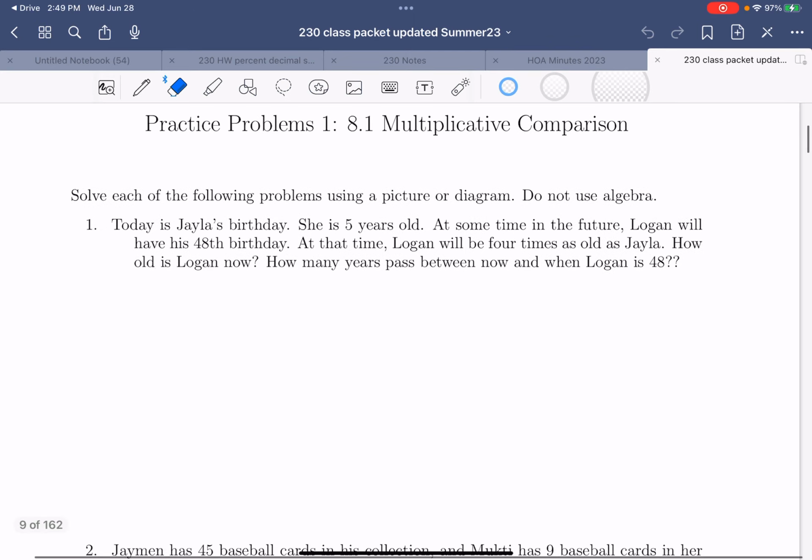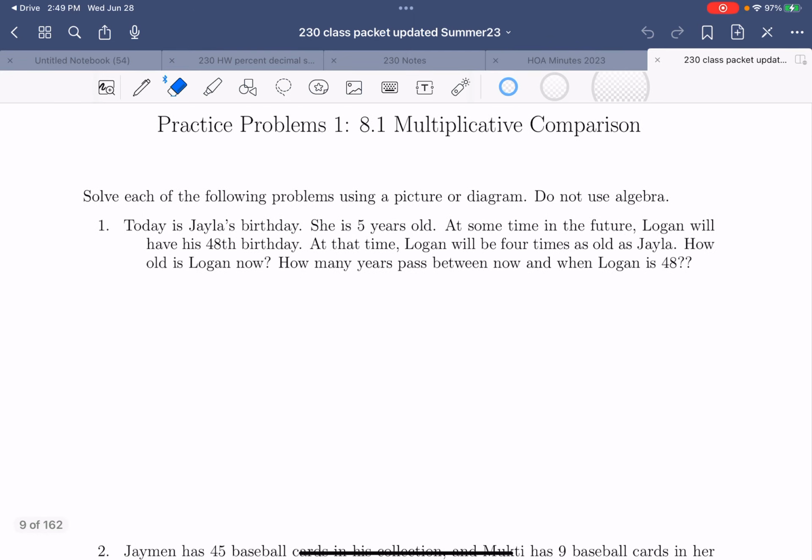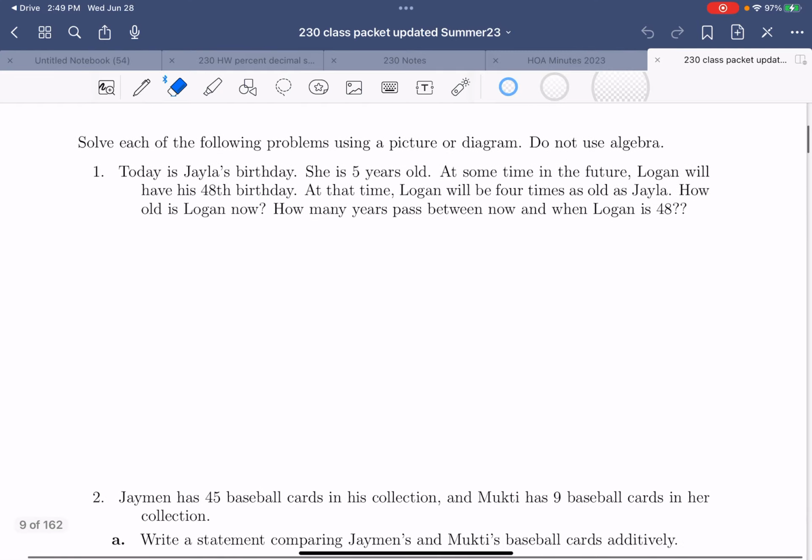But a couple of tips here. Problem number 1, today is Jayla's birthday. She is 5 years old. At some time in the future, Logan will have his 48th birthday. At that time, Logan will be 4 times as old as Jayla. How old is Logan now?